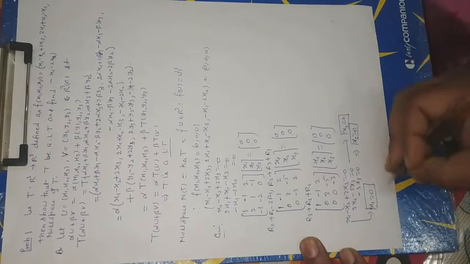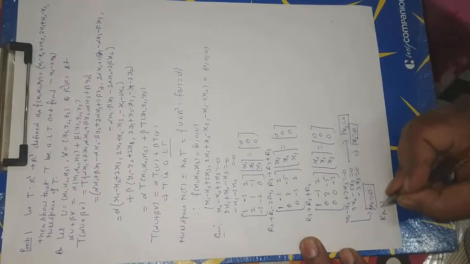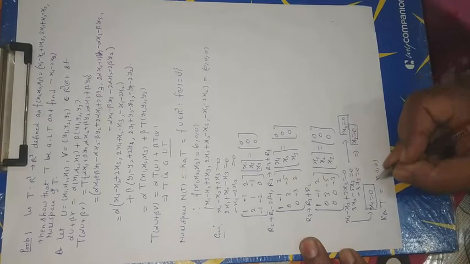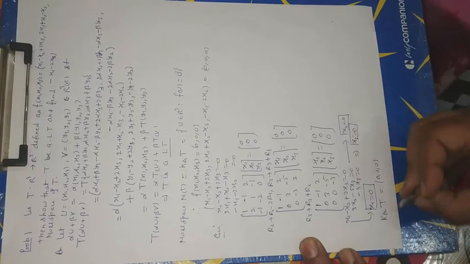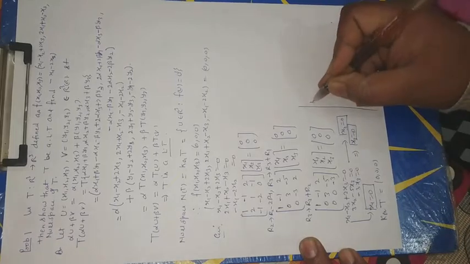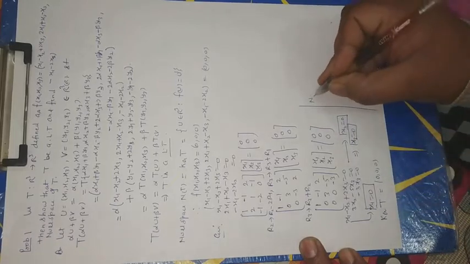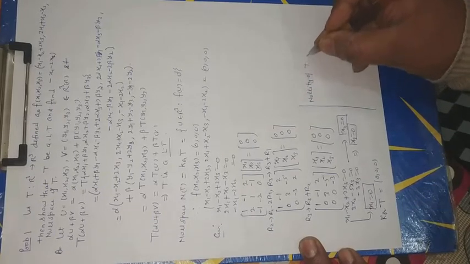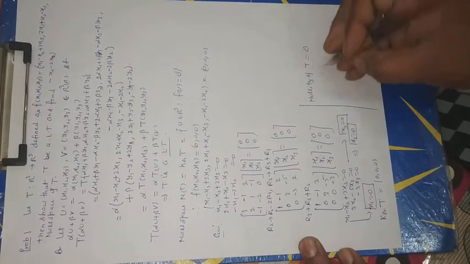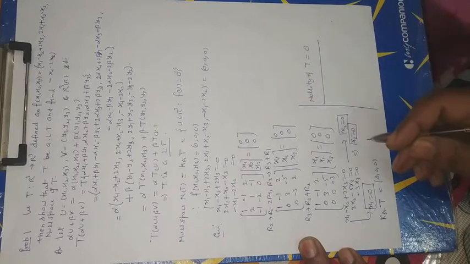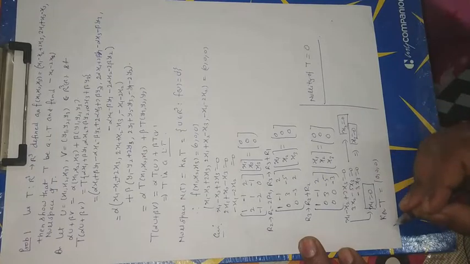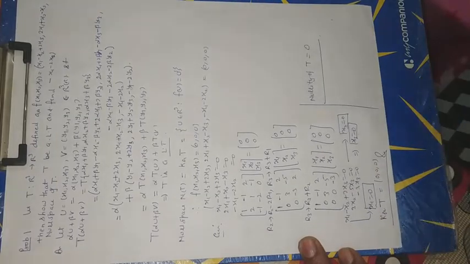Okay. Now kernel T is equal to {0, 0, 0}. Now nullity, the dimension of kernel, nullity of T is equal to 0. Okay student, this is the complete solution.